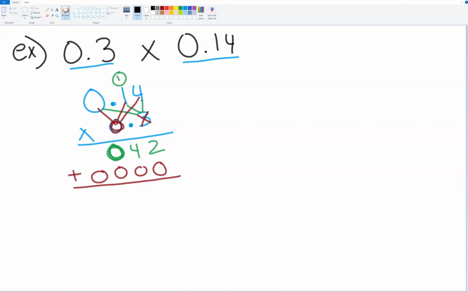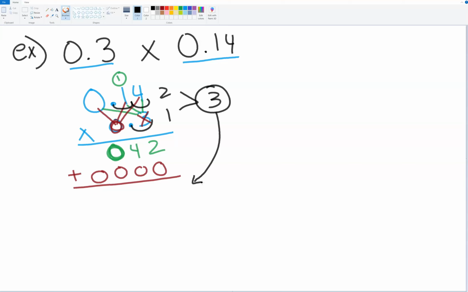So now let's bring up our decimals. We have a decimal here, and to get rid of it, I would have to move it 2 times. Here, I only have to move it 1 time. So that is a total of 3 times I'm going to have to move my decimal in the answer at the end.